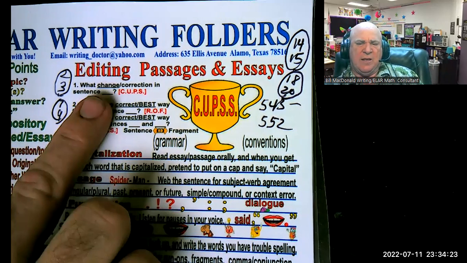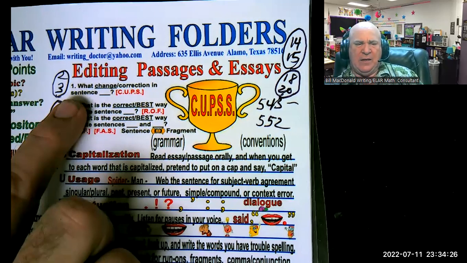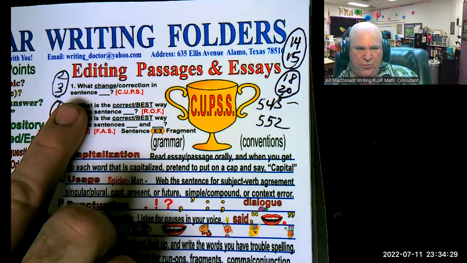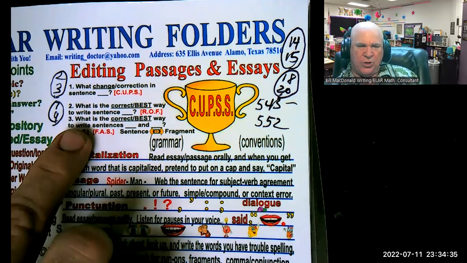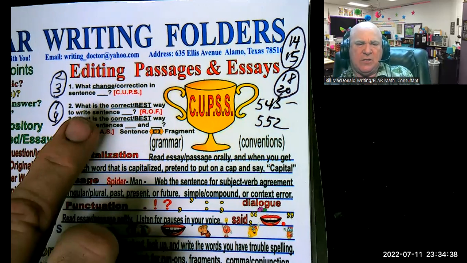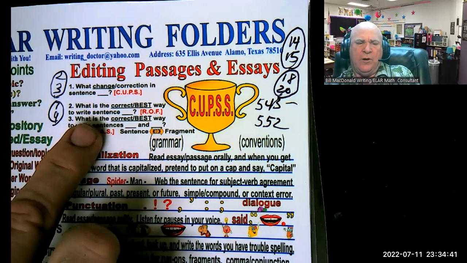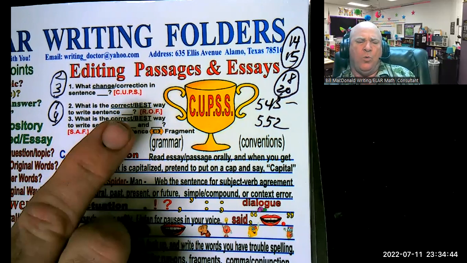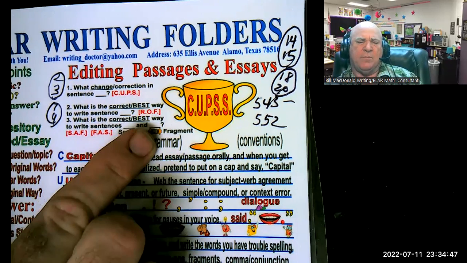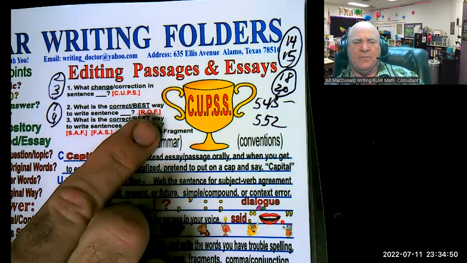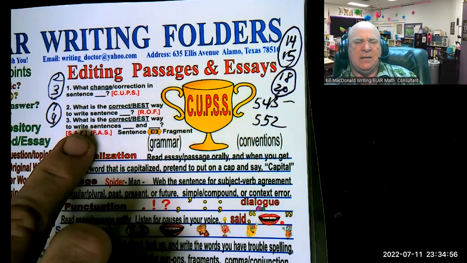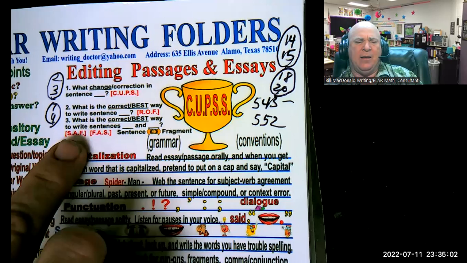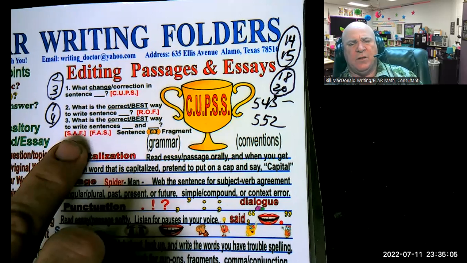So numbers 2, 7, 18, 14, and 18 are going to be "what change," and numbers 3, 9, 15, and 20 will be either rule number 2, "what is the correct way to write the sentence," where we'll underline "correct" or "best" and write ROF, where it's a run-on or a fragment or possibly no mistake, or the third way that you see sentence boundary issues. What is the correct or best way to write sentences, blank and blank, where the first one is a sentence, a complete thought, and the second one is a fragment, or the opposite can take place.